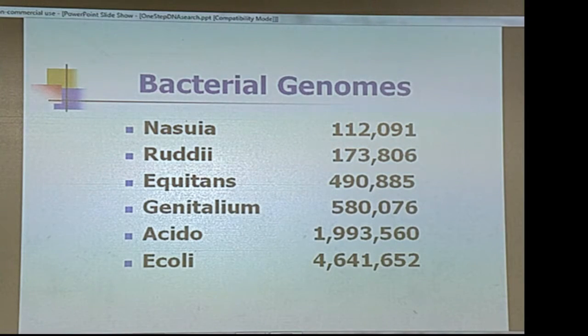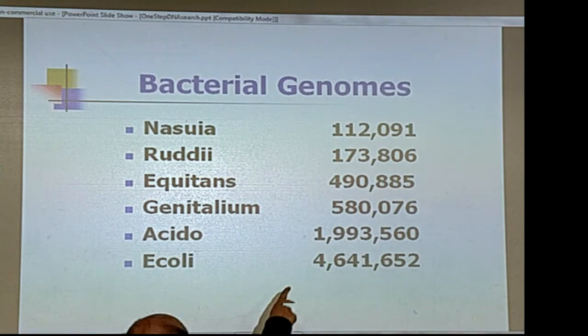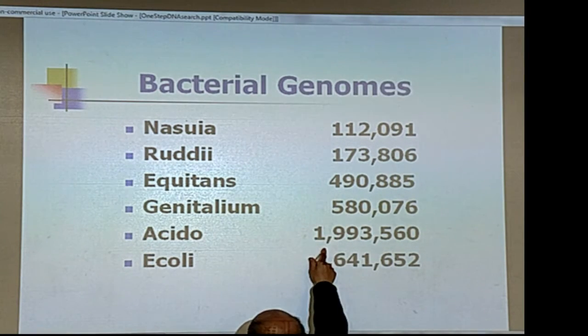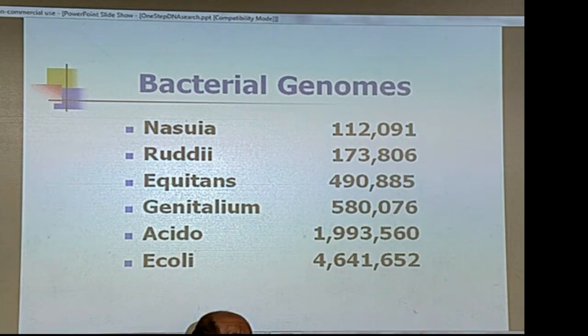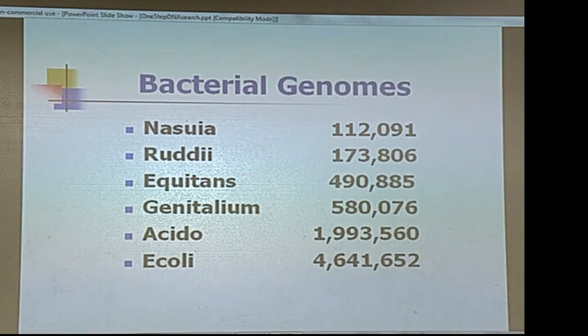But this one has 2 million bases, and E. coli has 4.6 million. So these are good things for me to test to see how well my program and my search algorithm work.